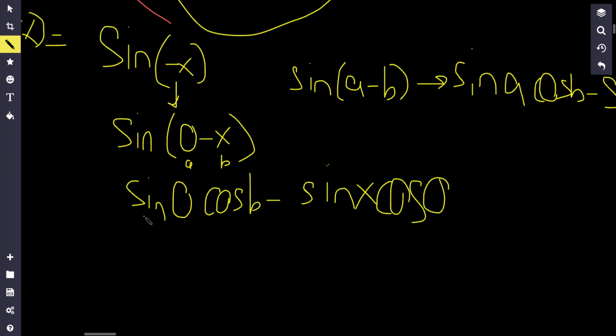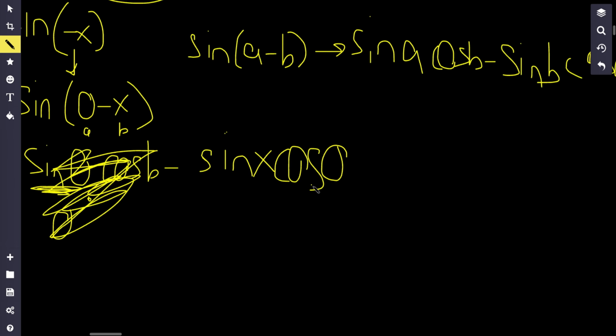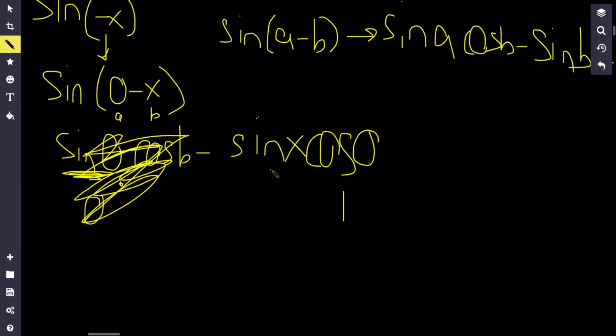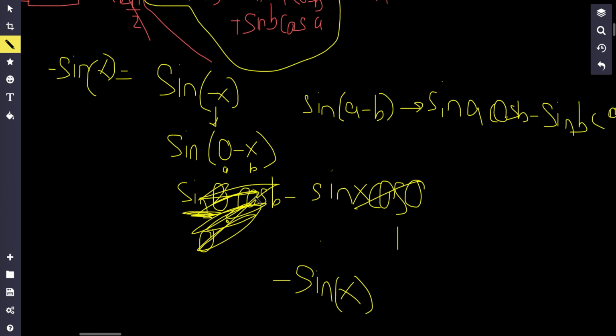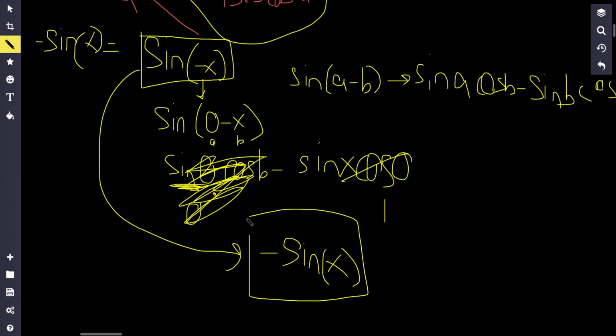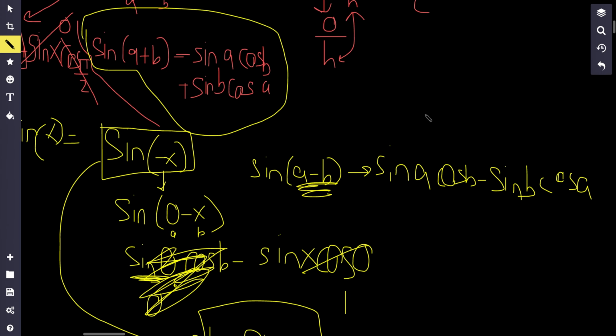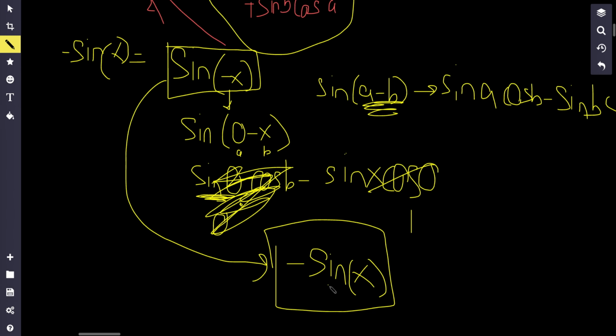Now, let's deal with sine of 0. Sine of 0 is equal to 0, and 0 times whatever is just going to be 0, so that cancels out. Cosine of 0 is equal to 1. So this is the same thing as negative sine of x times 1, which is just negative sine of x. And we just proved that sine of negative x is equal to negative sine of x, using an angle difference formula. So this is an algebraic proof for it.